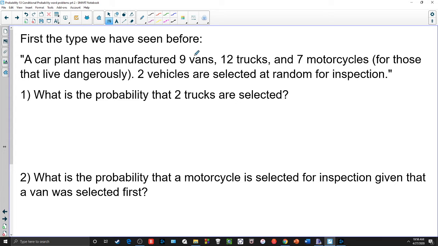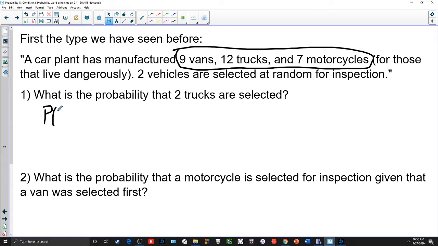You have a car plant that manufactures 9 vans, 12 trucks, and 7 motorcycles, and then 2 vehicles are selected at random for inspection. So 2 out of this set of vehicles are selected for inspection. What's the probability that 2 trucks are selected? So I want the probability that we pick a truck given that we picked a truck on the first draw.